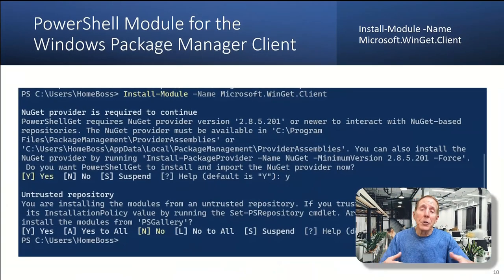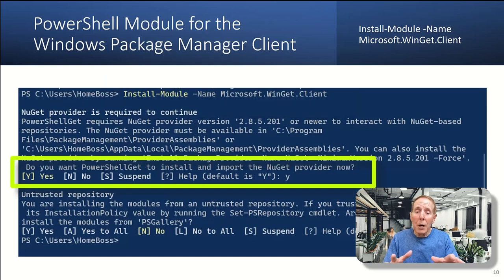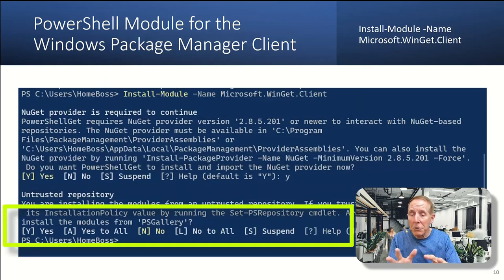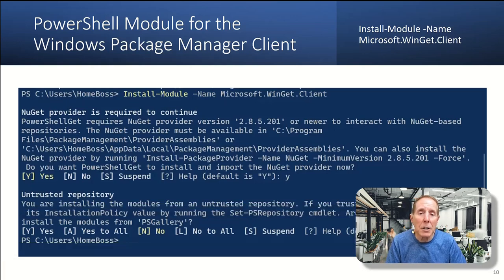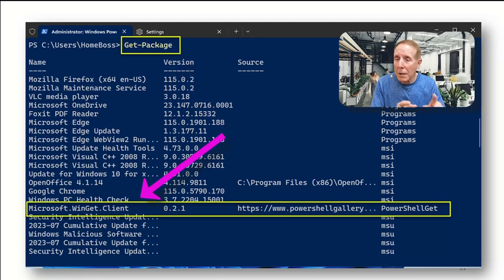Now, if you do decide you're going to install it on your production desktop, you can simply open up a PowerShell with administrative rights and simply install this PowerShell module called Microsoft.winget.client. You'll get some prompts because you're downloading from the PowerShell gallery. So make sure that you give a yes on each of the prompts, and it will go ahead and finish the installation of Winget. Once that's done, you can just simply type get-package, and if you see the Microsoft Winget client in your list of PowerShell packages on your workstation, you know you now have it installed.